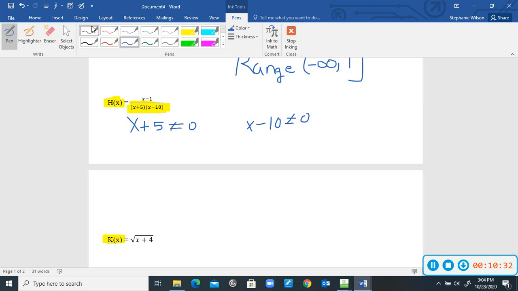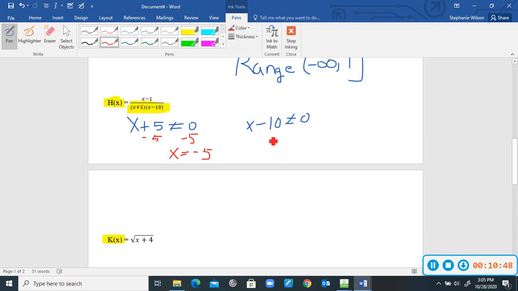Alright, so I'm going to solve. I'm going to say x plus 5 not equal to 0. That means I got to subtract the 5. So this tells me that x cannot equal negative 5, because if it does, what happens? I get an undefined function.